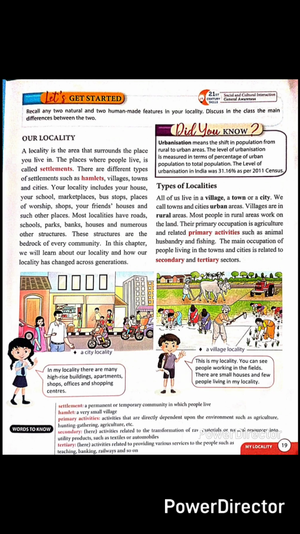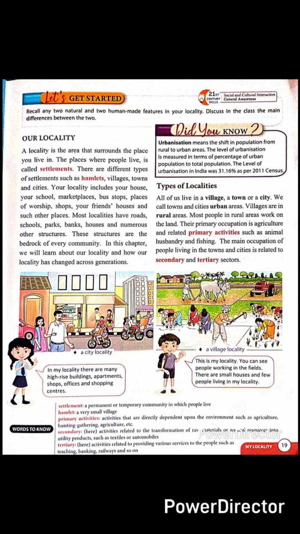Our locality. A locality is the area that surrounds the place you live in. The places where people live are called settlements. So, children, settlements are areas where people build homes to live and form a community. There are different types of settlements such as hamlets, villages, towns, and cities. Hamlet refers to a very small village.